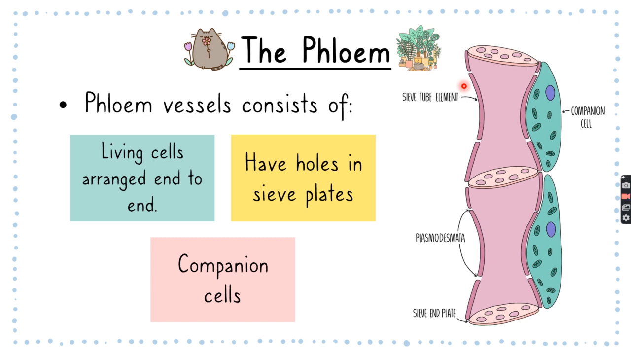Okay, so sieve tube elements are specialized cells that are important for function of the phloem. Yeah, so that makes sense. So they are basically cells as well, actually. So these sieve tube elements are cells, and you have companion cells as well that aid them to transport these substances like sugars and amino acids.